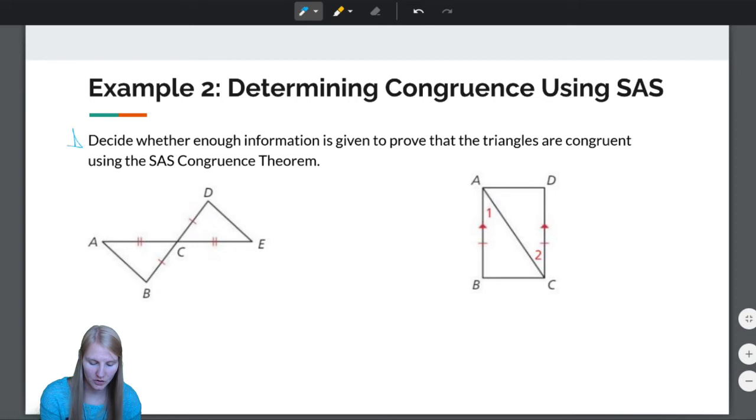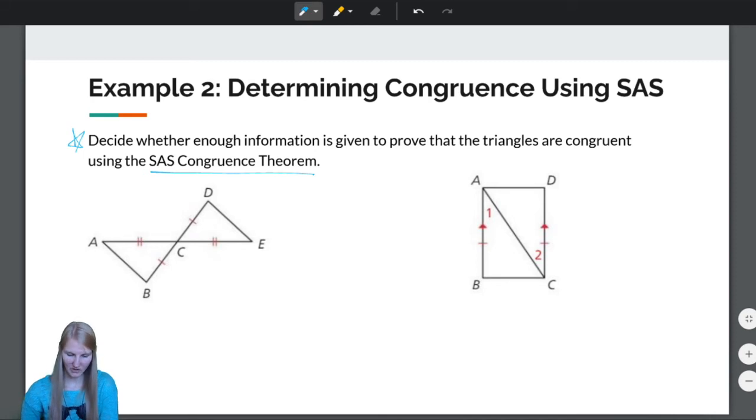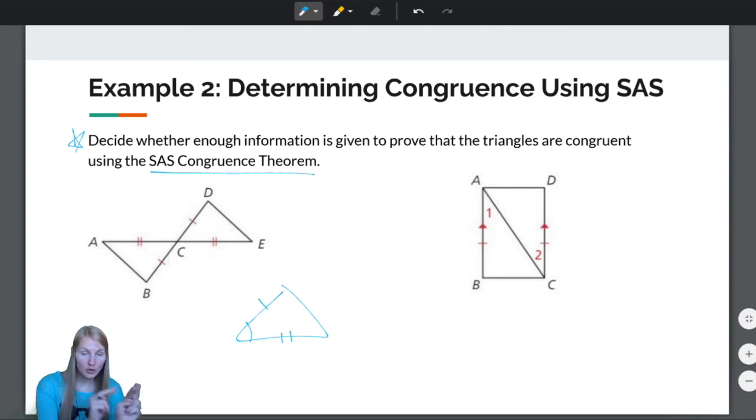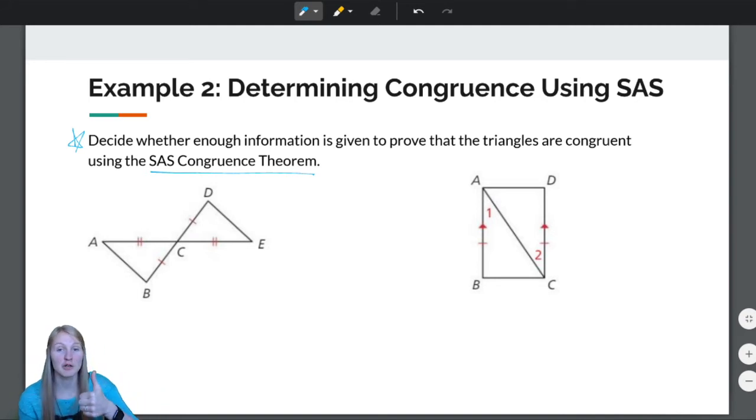So we are asked to decide whether enough information is given to prove that the triangles are congruent using the SAS Congruence Theorem. So, do the two triangles have side, angle, side? Are two sides and the included angle congruent in both triangles? If so, yes, they are congruent, and we know because of the SAS Congruence Theorem. If not, darn it, they're not congruent. We don't know. There's not enough information to prove if they're congruent or not.